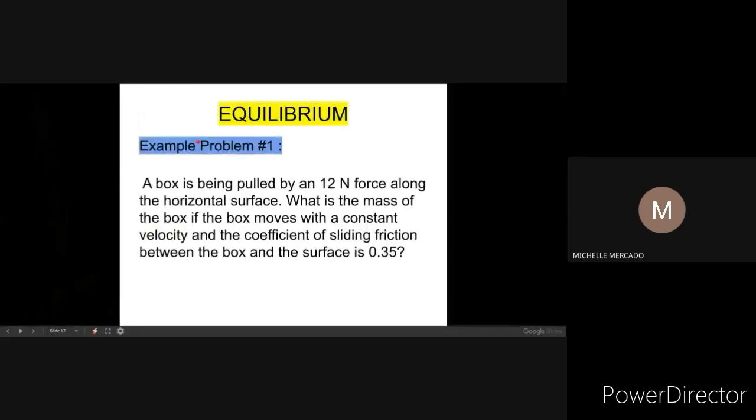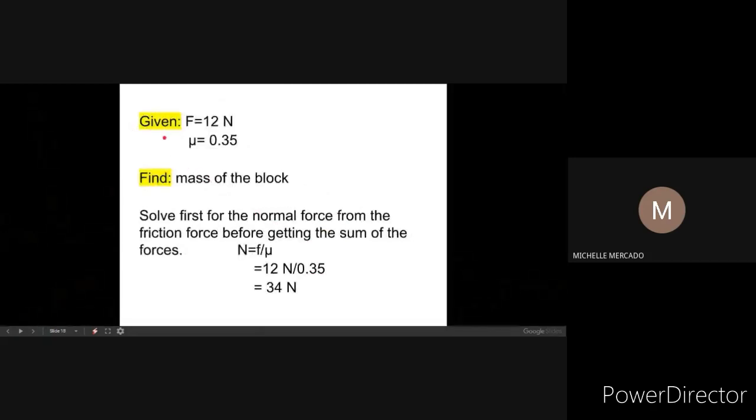Okay, second problem. A box is being pulled by a 12 Newton force along a horizontal surface. What is the mass of the box if the box moves with a constant velocity and the coefficient of sliding friction between the box and the surface is 0.35? So again, identify the given. The given force is 12 Newton. The coefficient of sliding friction is 0.35. First, we're going to find the mass of the block.